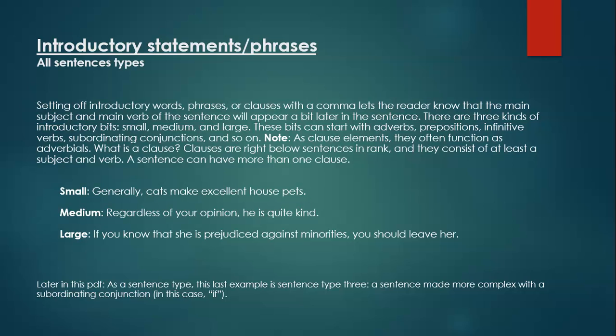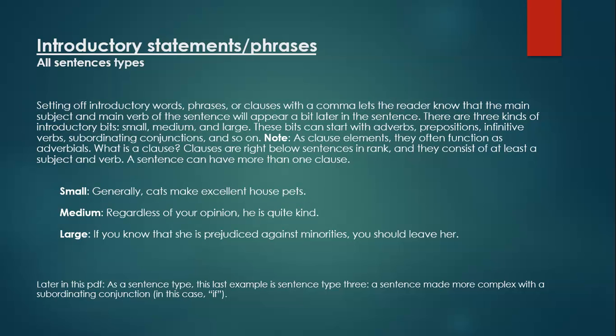Introductory statements or phrases, all sentence types. Setting off introductory words, phrases, or clauses with a comma lets the reader know that the main subject and the main verb of a sentence will appear a bit later in the sentence. There are three kinds of introductory bits: small, medium, and large. These bits can start with adverbs, prepositions, infinitive verbs, and so on. Note, as clause elements, they often function as adverbials.